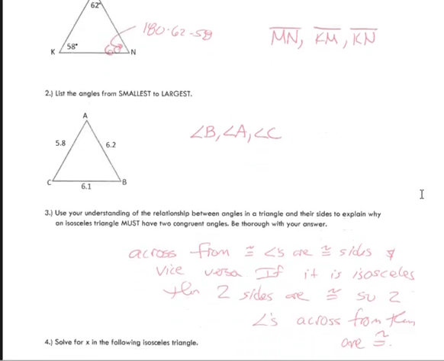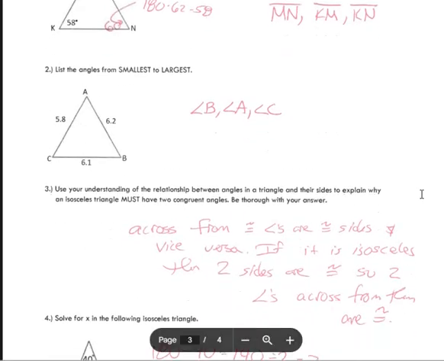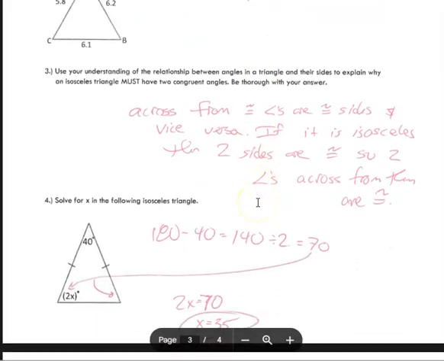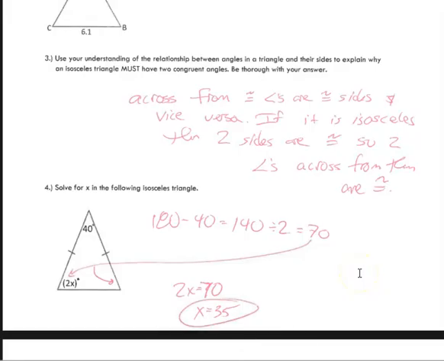The next one, list the angles from smallest to largest. We know across from the smallest side is the smallest angle. Smallest side is 5.8, the smallest angle is B. Across from the medium side, which is 6.1, is the medium angle, so that would be A, and across from the longest side is the biggest angle, which is C. So you get BAC.